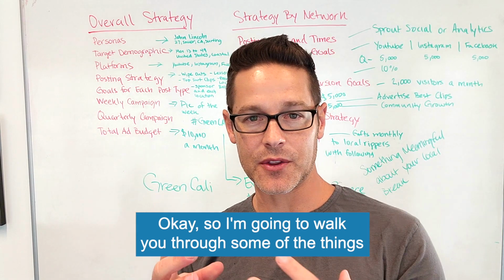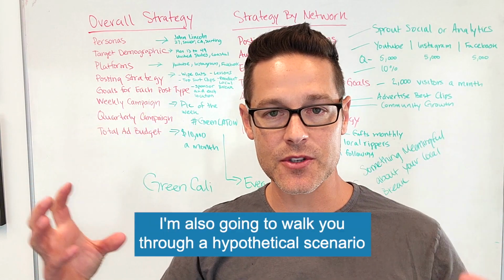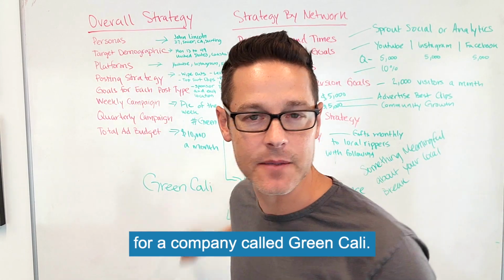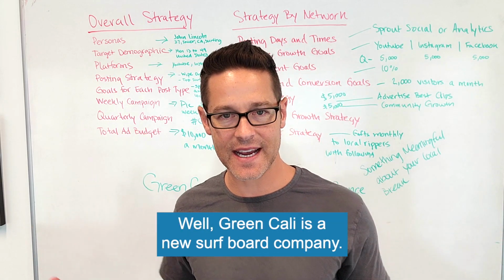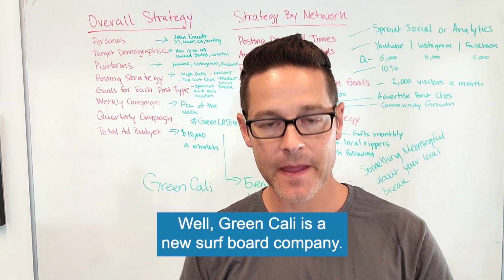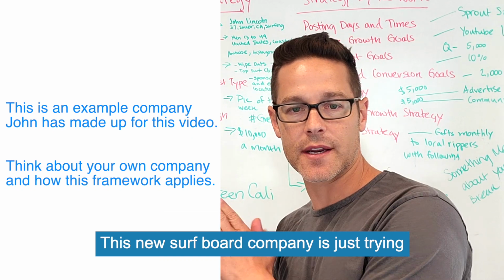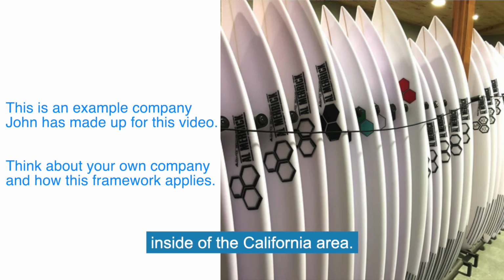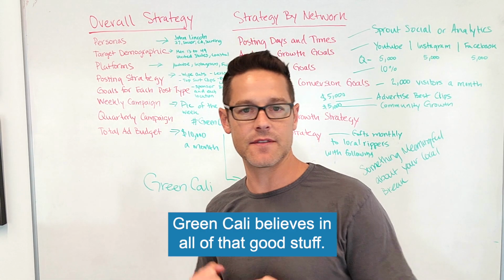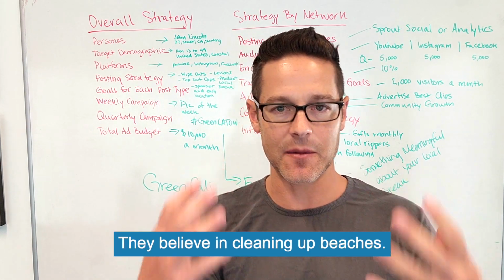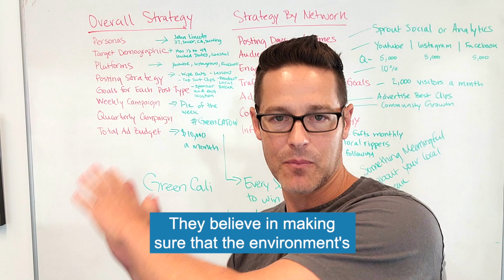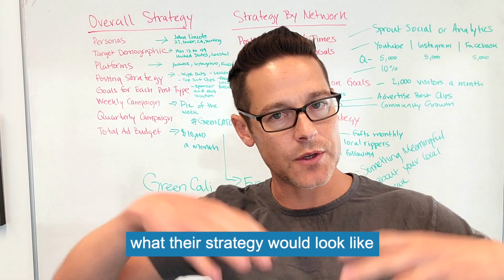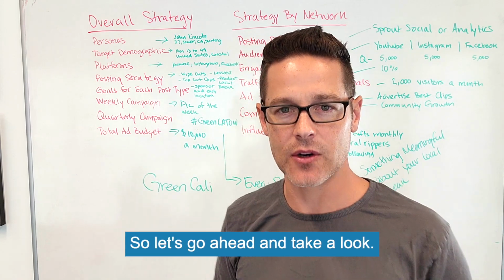Okay, so I'm going to walk you through some of the things that you need in your framework. I'm also going to walk you through a hypothetical scenario for a company called Green Cali. Who is Green Cali? Well, Green Cali is a new surfboard company. This new surfboard company is just trying to sell shortboards, so shortboard surfboards, inside of the California area, right? Green Cali believes in all of that good stuff. They believe in cleaning up beaches. They believe in making sure that the environment's in a really great place. And I'm going to walk you through what their strategy would look like in just a couple minutes. So let's go ahead and take a look.